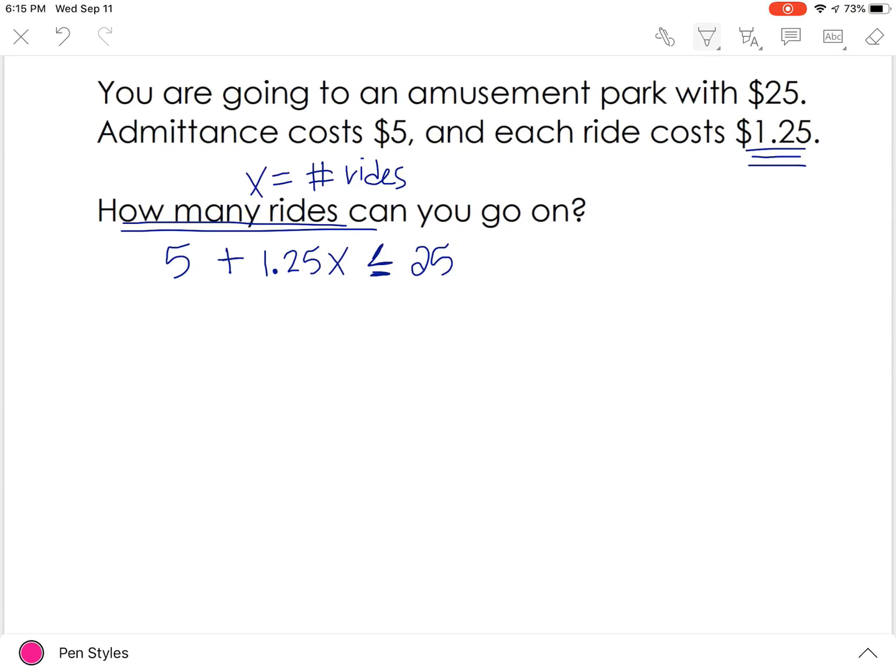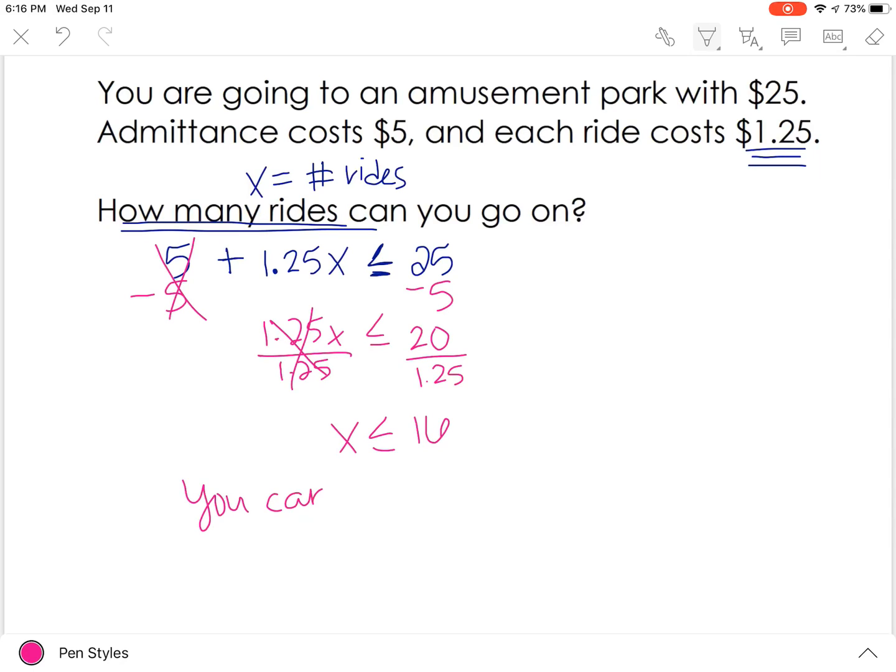And again, from here, we just solve it. We can subtract 5 on either side. So we have 1.25x is less than or equal to 20. Since we're multiplying, we're going to divide. The inverse of multiplication is division. So we have x is less than or equal to 20 divided by 1.25, which is 16. So x is less than or equal to 16, which means you can go on at most 16 rides. At most 16 rides. That's what it means.